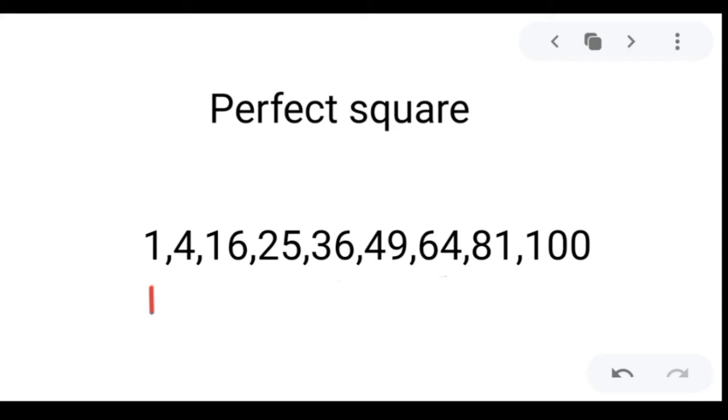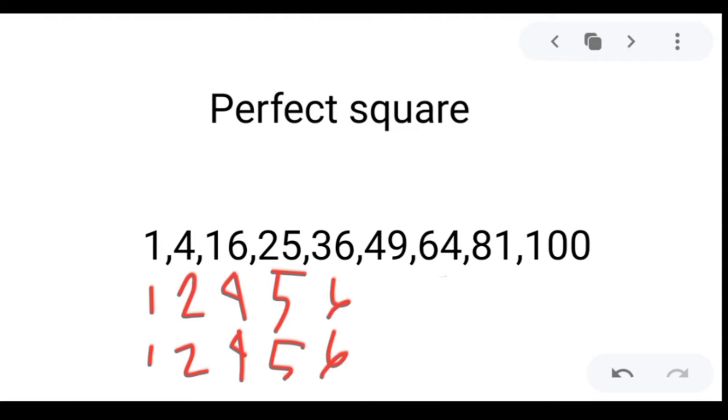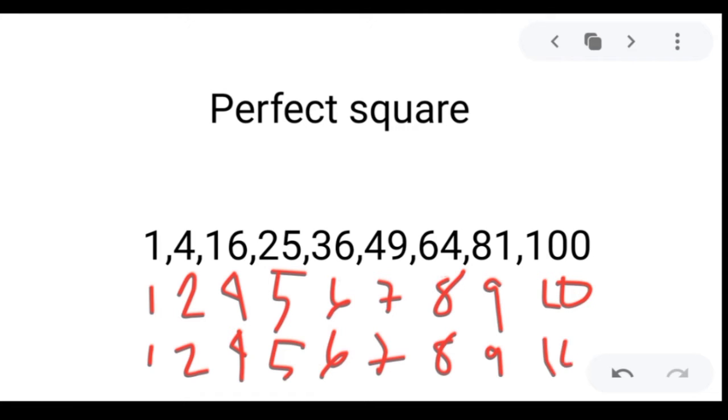For example, 1 times 1 is what? 2 times 2 is 4. 4 times 4 is 16. 5 times 5 is 25. 6 times 6 is 36, 7 times 7 is 49, 8 times 8 is 64, 9 times 9 is 81, and 10 times 10 is 100. Yan ang perfect square. Meron tayo itong example na square root of 49.